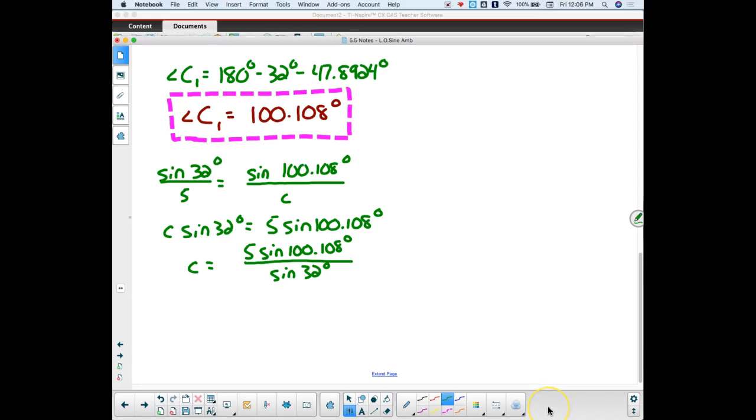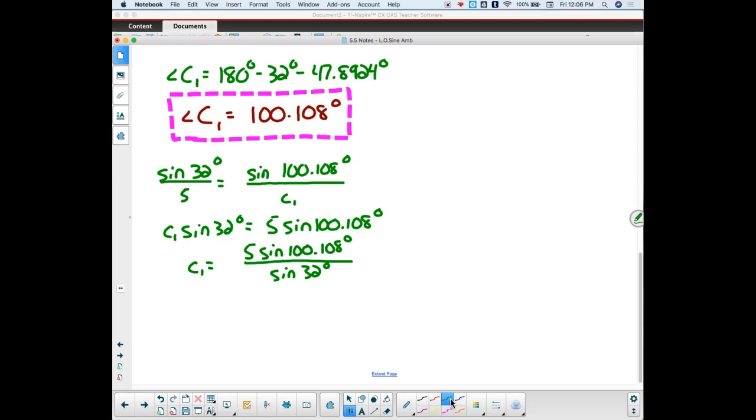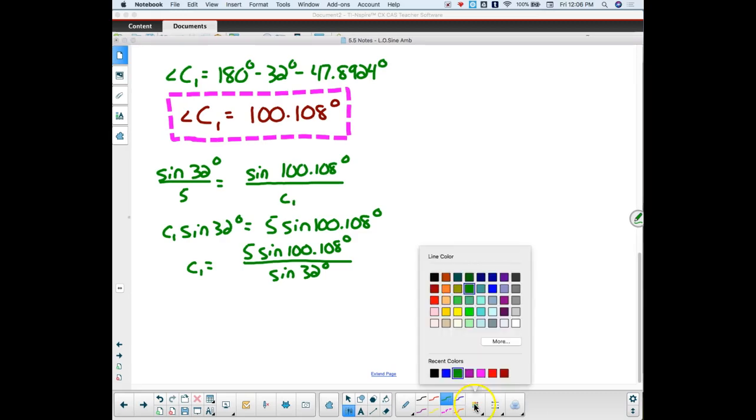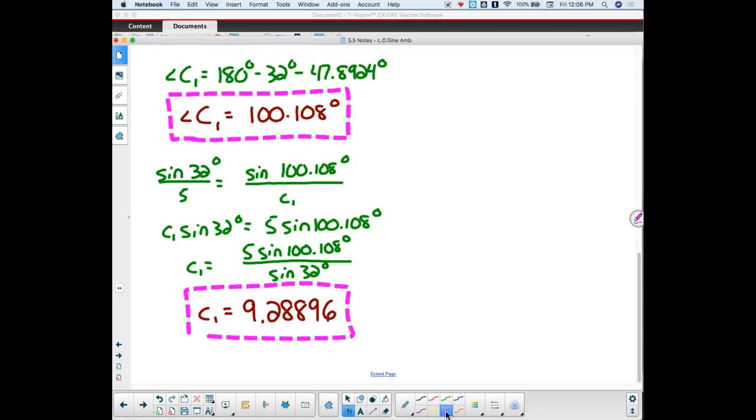9.28896. Oops, this should have all been C sub 1 here first. So side C sub 1 is 9.28896. Woo! Love it. Okay? We're only halfway done, because now we got to do the second triangle.